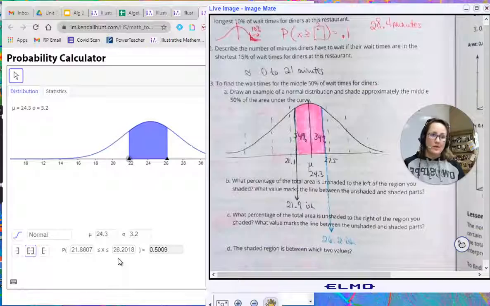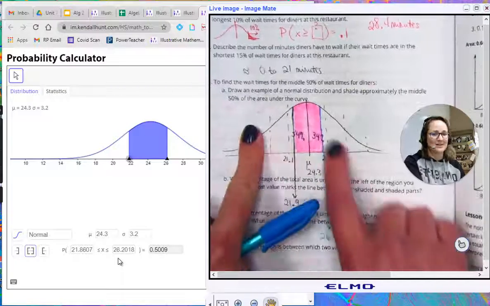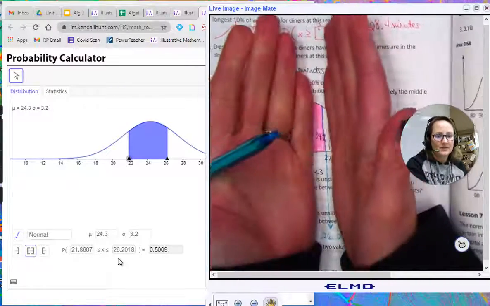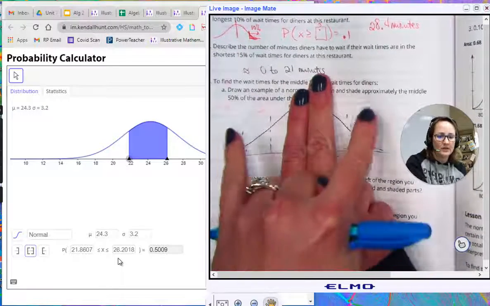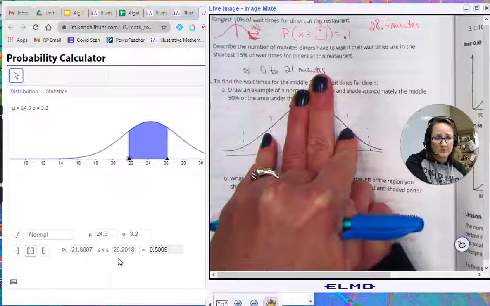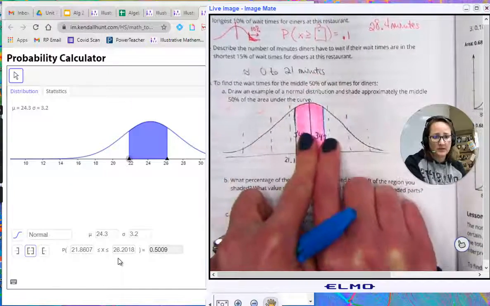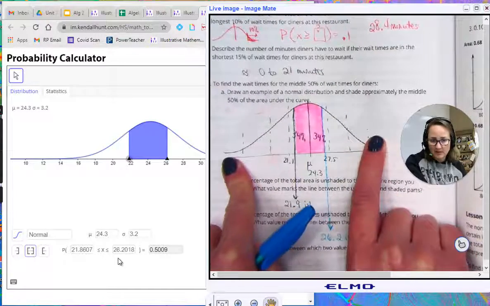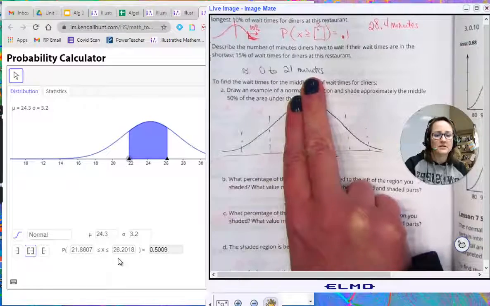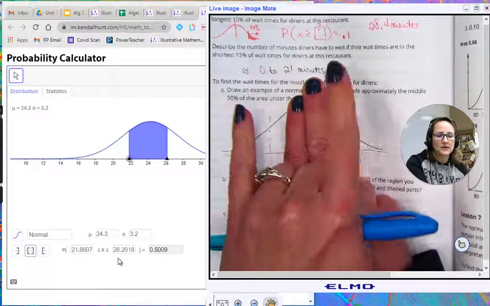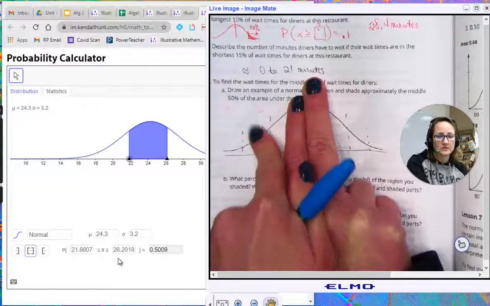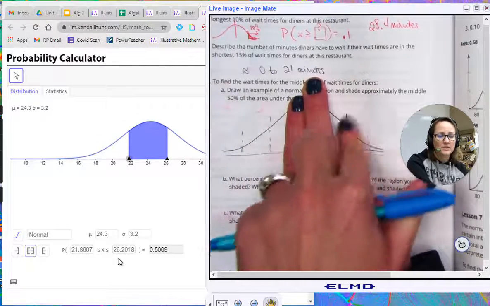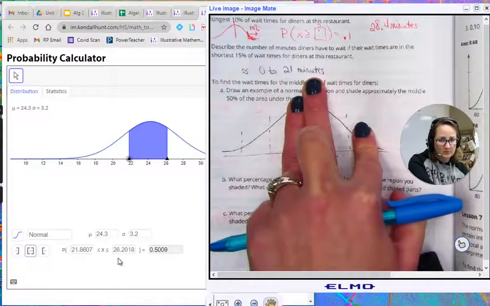Now, it asks me what percent is outside. If this is 50%, covering that up, everything else here is 50%. So if half is shaded, half is not shaded. If that stuff there is 50% and I need to divide it into 2 equal segments, that means 25% is over here and 25% is over here.